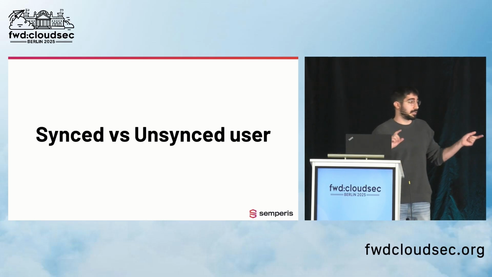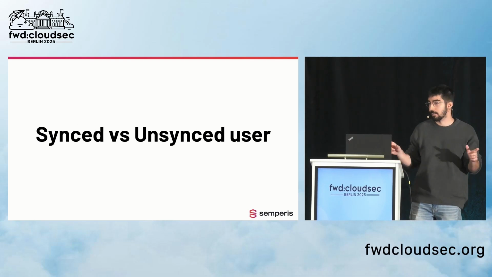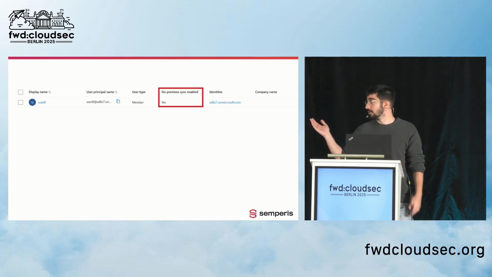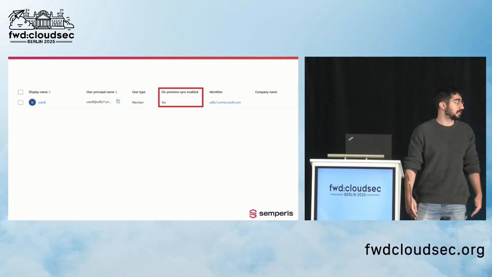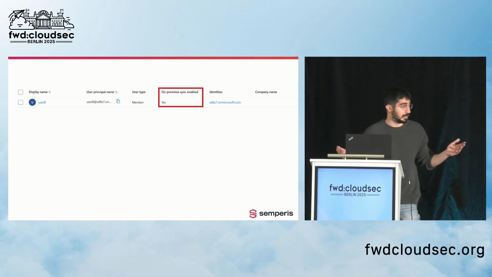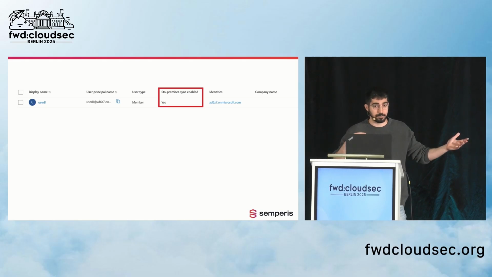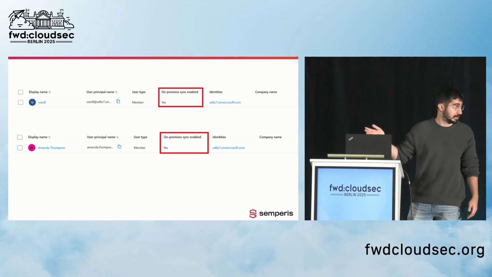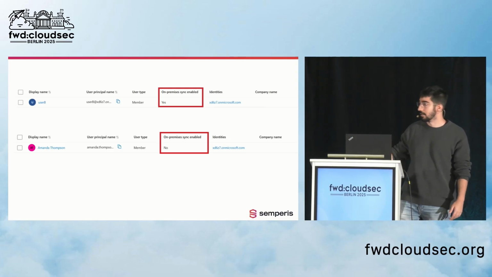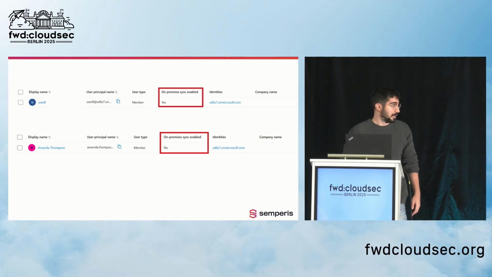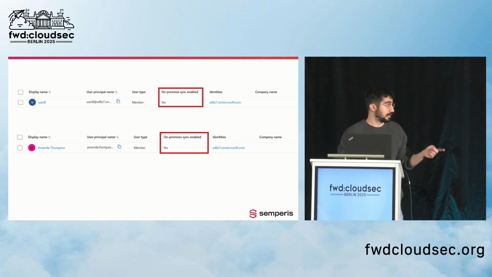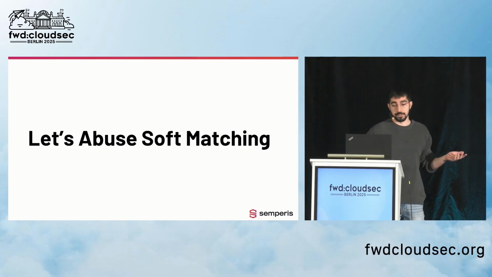So we also have two types of users in Entra ID. When it comes to synchronization, we have a synced user, and we have an unsynced user. A synced user, as you can imagine, just means that it was synced between AD and Entra ID. There's a matching between an account in AD and also in Entra. An unsynced user is just a cloud-managed user in Entra ID that doesn't have any traces or anything in the on-prem environment. So for the soft matching attack, we're going to talk first about the unsynced user. We're going to attack this one. So let's just abuse soft matching.